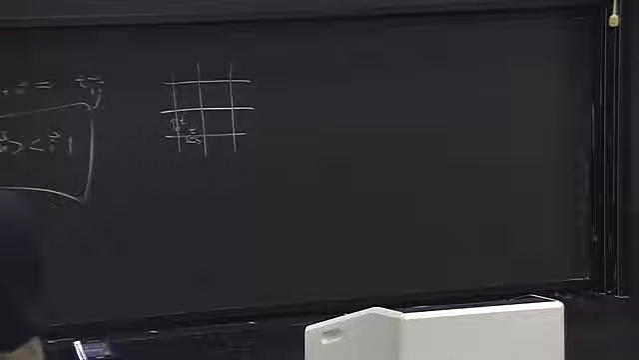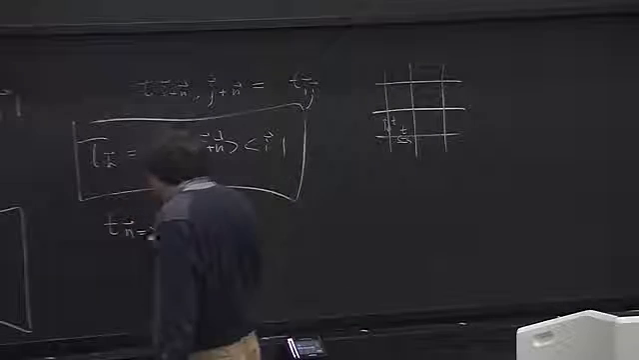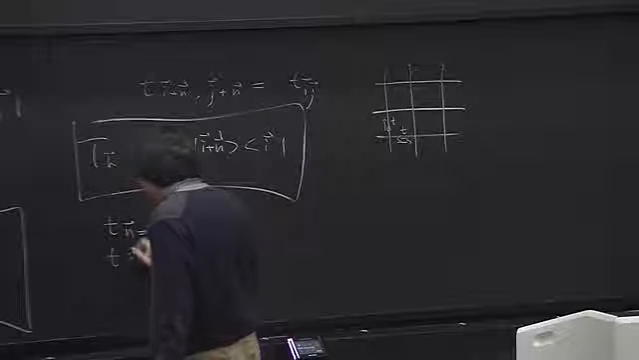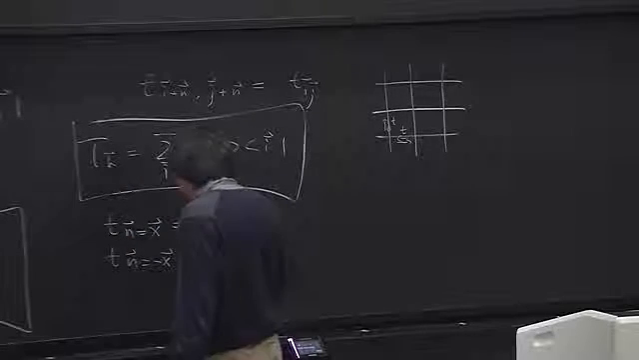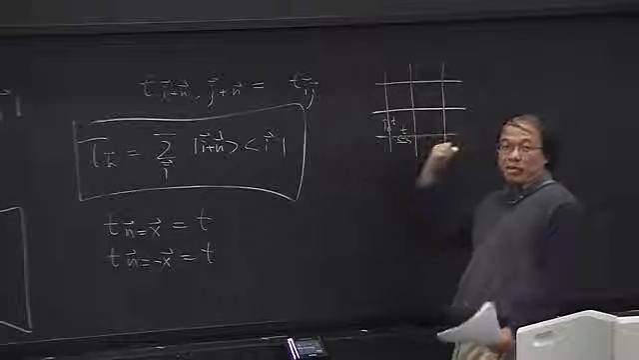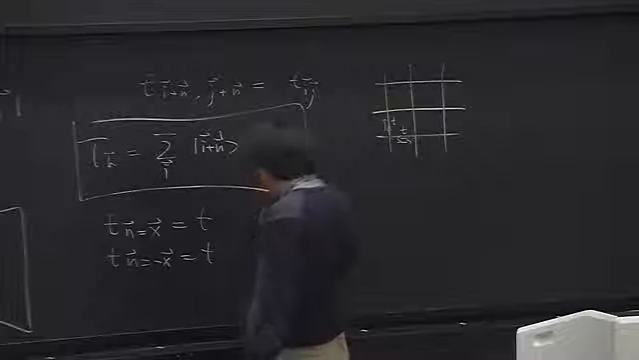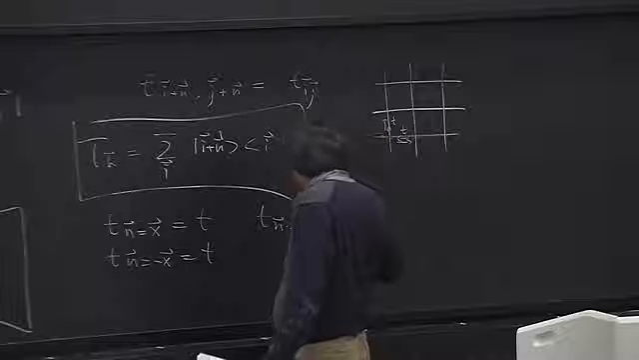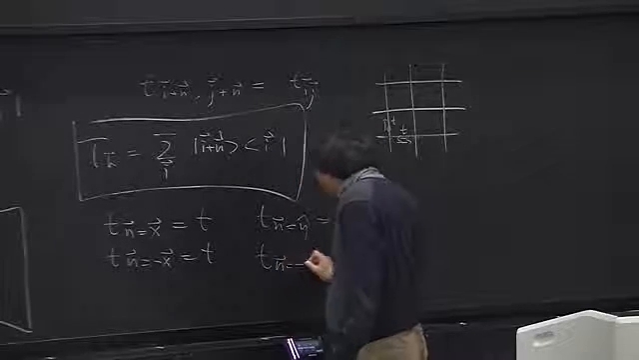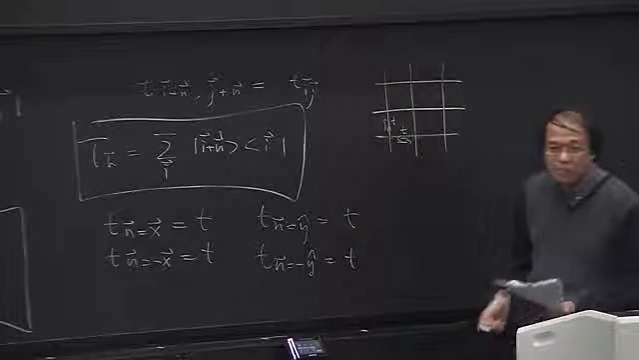That means t when n equal to x is equal to t. And when n equal to minus x, that's also equal to t. That means the hopping forward and backwards in the x direction is t. And similarly for y, if n is hopping in the y direction, that's equal to t. And if n equal to minus y, that's also t. That means in the y direction, up and down is t.